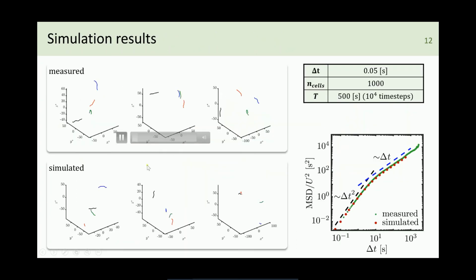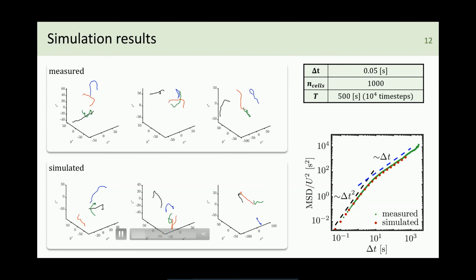And that is what we are representing here. On the bottom part here are trajectories which we're simulating by sampling the experimental distribution. And here on the top, those are our experimental results, some of the trajectories which we have recorded. And what we see here is that both, of course, the measured and the simulated trajectories are reminiscent of a run and tumble motion, as has been reported previously in the literature for Chlamydomonas.